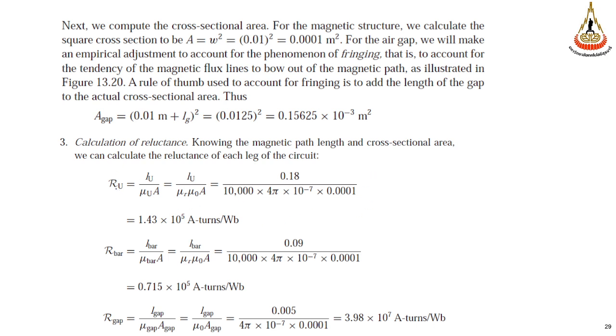The reluctance of the U-shape is R = L divided by mu A, where L is 0.18 and mu is this value, and this is A. For the bar, the length is 0.09, and then this is the mu value, and this is A.